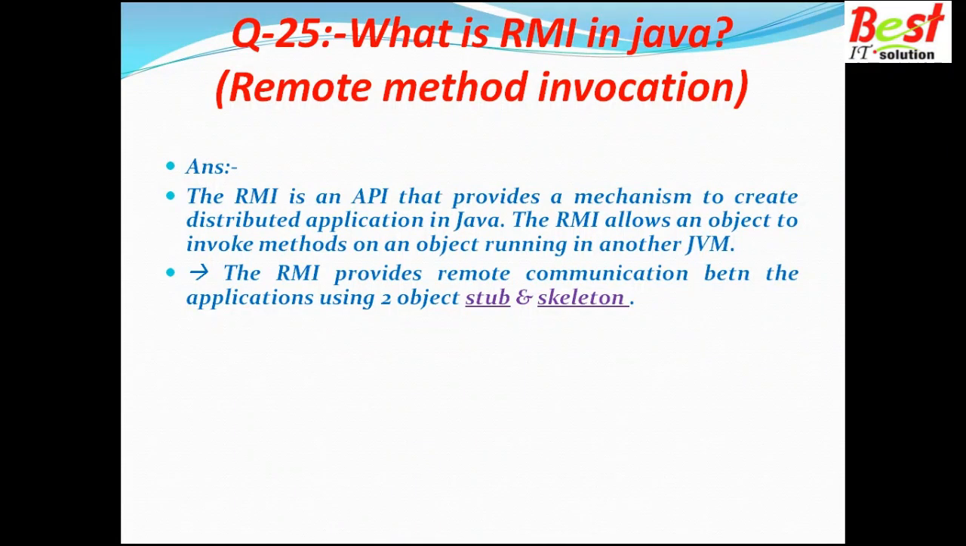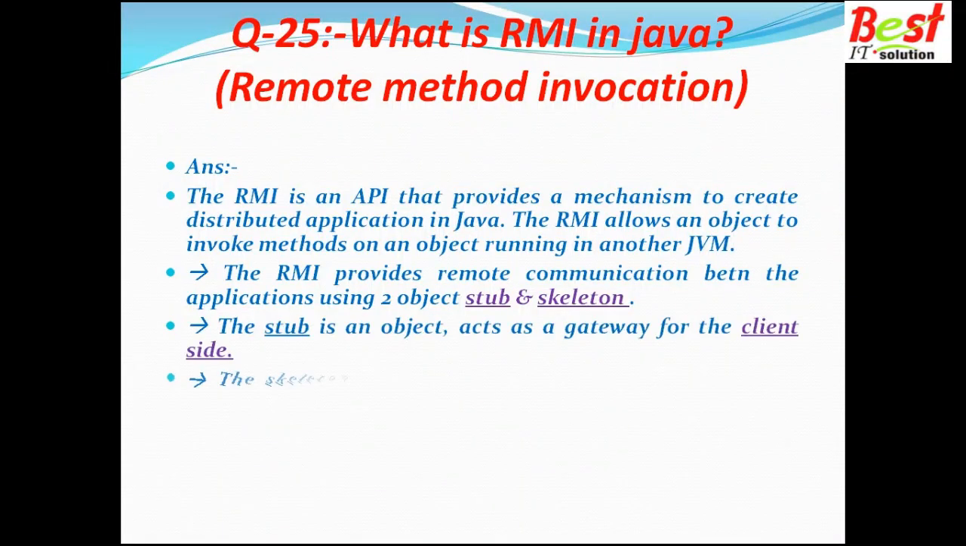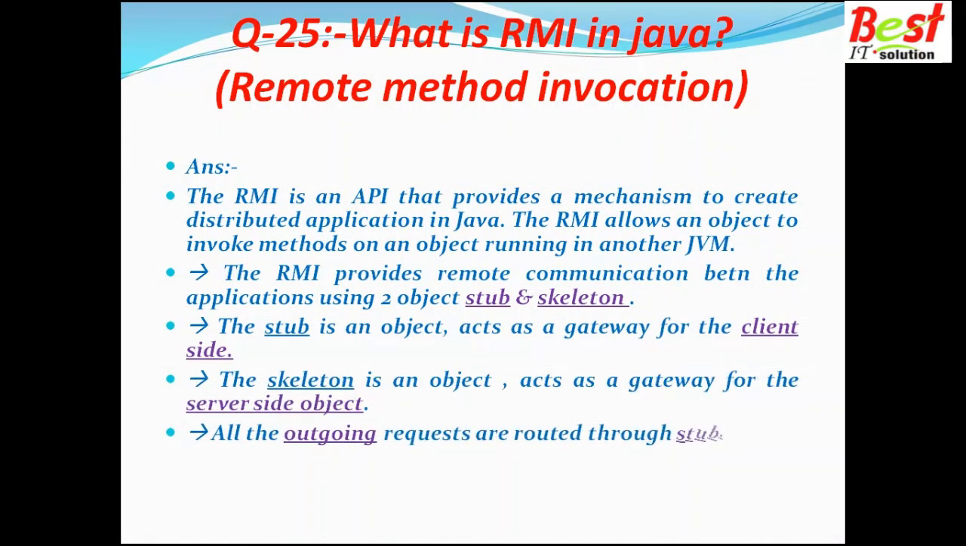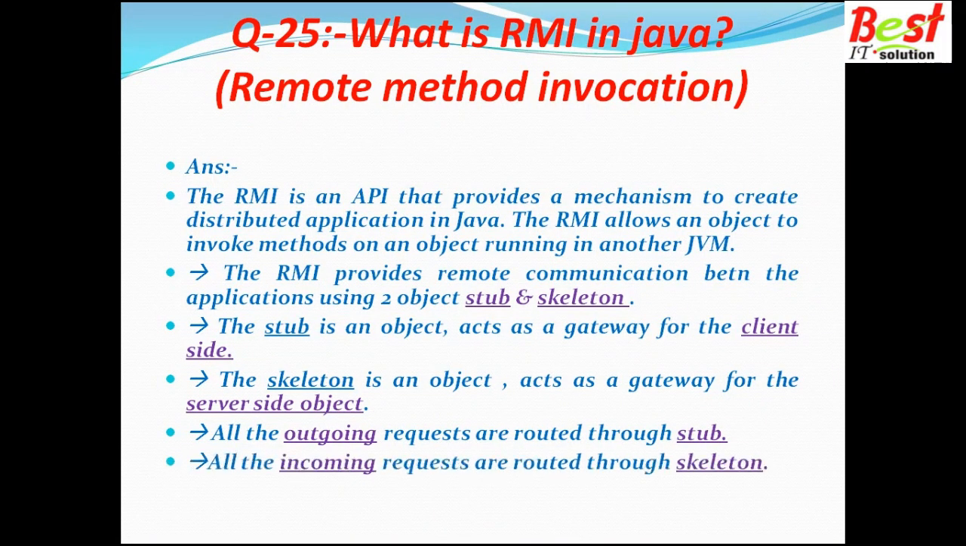RMI provides remote communication between applications using two objects, stub and skeleton. The stub is an object that acts as a gateway for the client side, and the skeleton is an object that acts as a gateway for the server-side object. All the outgoing requests are routed through the stub, and all the incoming requests are routed through the skeleton.